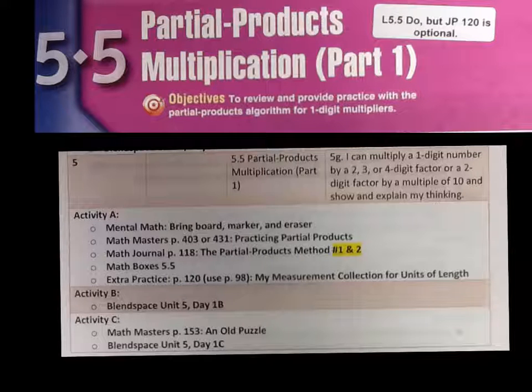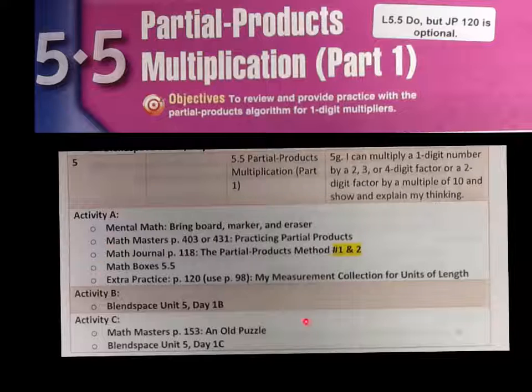Good morning, mathematicians. Today we're taking a look at lesson 5.5, using partial products in multiplication. We're going to work with partial products twice during this unit. The first time today is more of a review. Our learning target says to review and provide practice with the partial products algorithm for one-digit multipliers. So we're going to be using partial products just with one-digit multipliers.